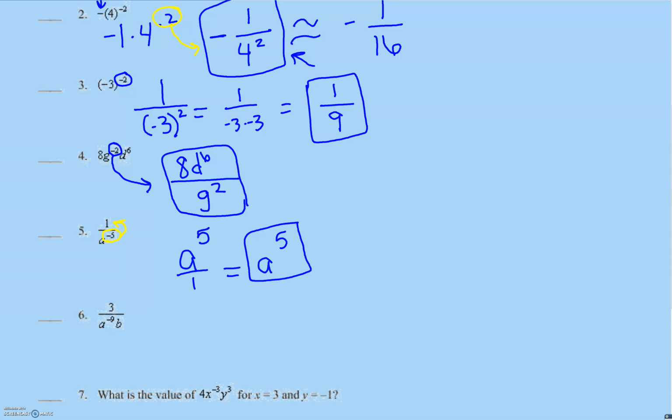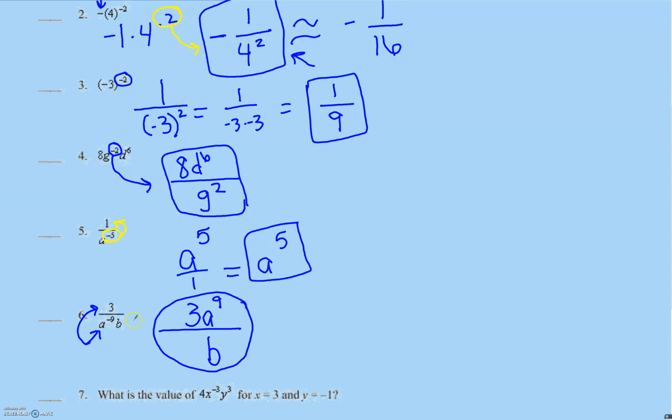6, we keep everything exactly where it is unless it has a negative exponent. So the only thing I'm going to move in this fraction is the a. The 3 stays in the numerator, the b stays in the denominator. The only thing I move is the a. And to get rid of the negative exponent, we move it to the top part of the fraction and change that exponent to be positive. 3a to the positive 9th, and still divided by b.